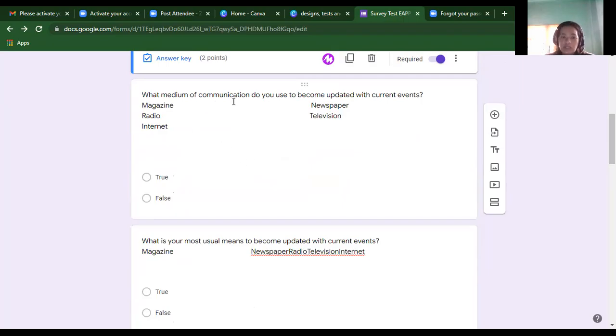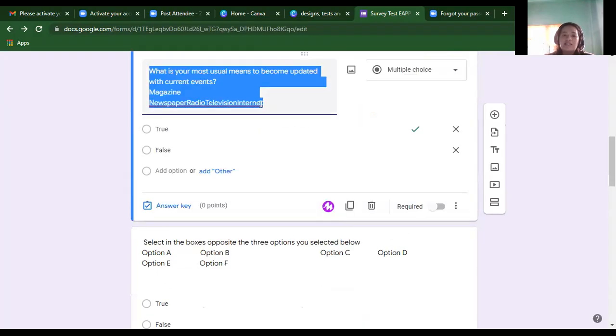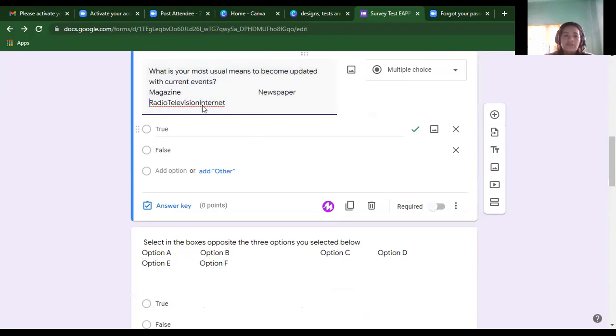The first one is, what medium of communication do you use to become updated with current events? The choices are magazine, radio, internet, newspaper, television. Is the question clear? If it's clear, then you select true. If it's not, you select false. So that's what's going to happen. Just like that, the next question is, what is your most usual means to become updated with current events? Your choices are magazines, newspaper, radio, television, or internet, wherein you will have to select.